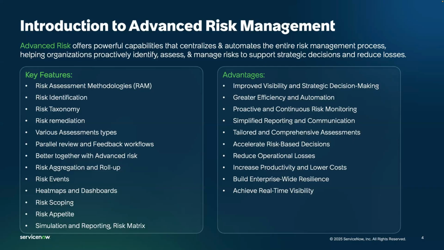Risk appetite, the framework for defining and monitoring the level of risk the organization is willing to accept. Heat maps and dashboards, the visual tools and reports that provide a clear overview of the risk statuses and the trends. Risk aggregations and roll-ups, the consolidation of risk data from various sources into a single high-level view for your leadership, followed by risk scoping, the ability to define the specific boundaries and context for each risk assessment.